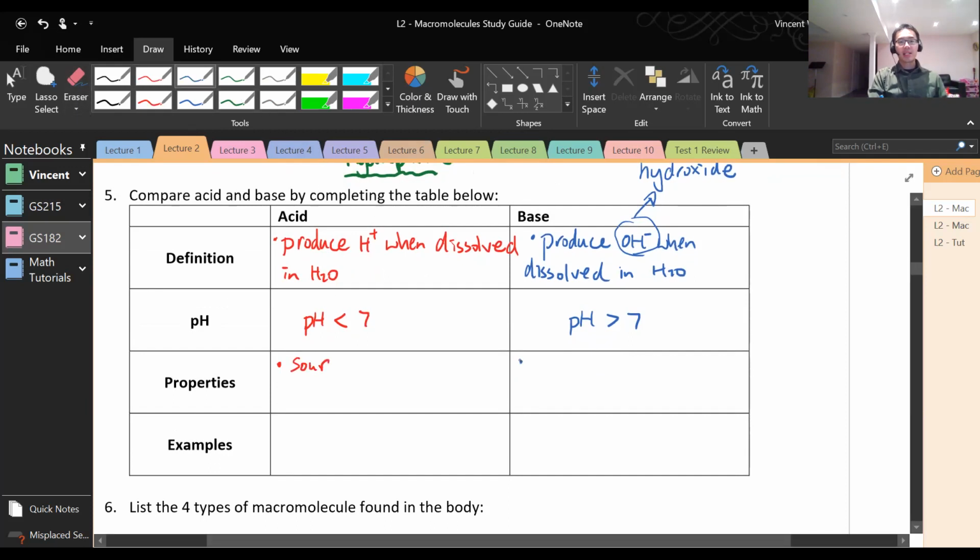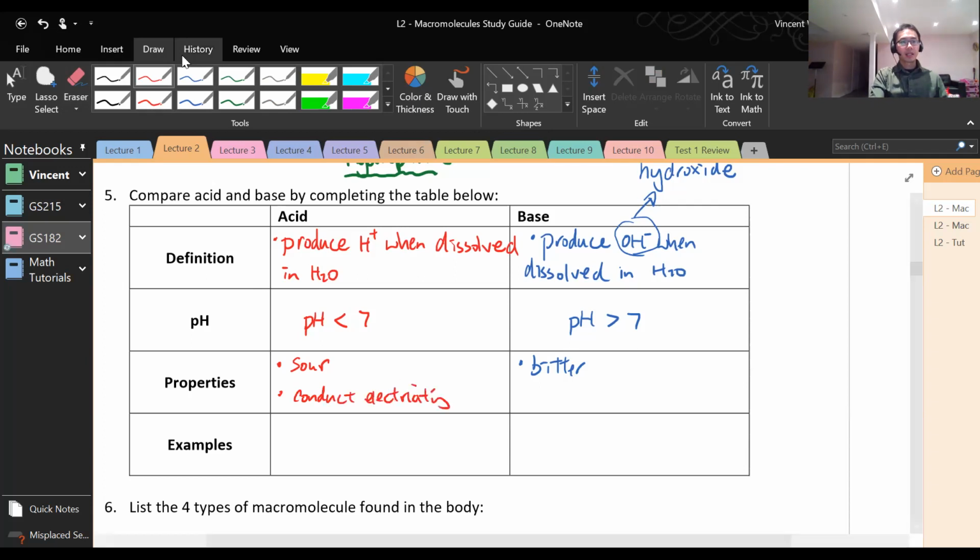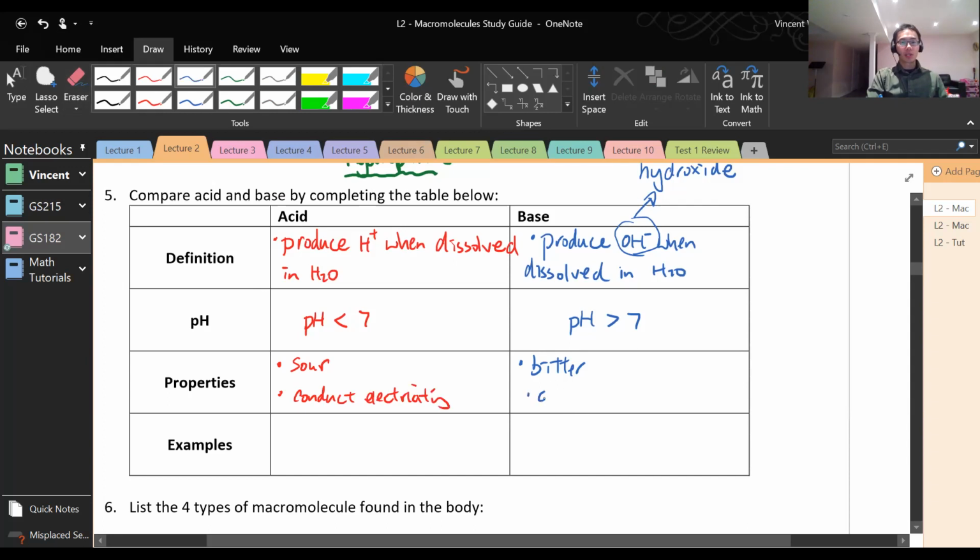Okay, how does base taste like? Anybody? Yeah, bitter. That's correct. Okay, if you put a bar of soap in your mouth, lick it a little bit, it's going to be bitter. Another property is that acid will conduct electricity. Okay, base will also conduct electricity.